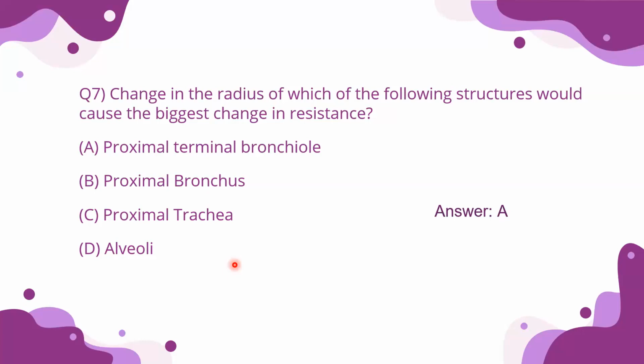Great. So think of changing the radius of 30,000 pipes as compared to changing the radius of one single pipe. Which is going to have a greater change or a greater effect? 30,000 pipes, right? So that's basically the concept here. I hope that's clear enough.